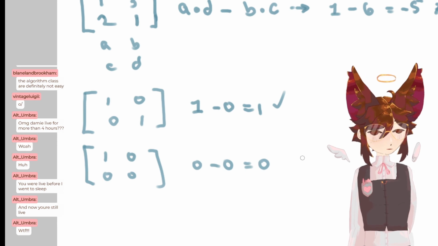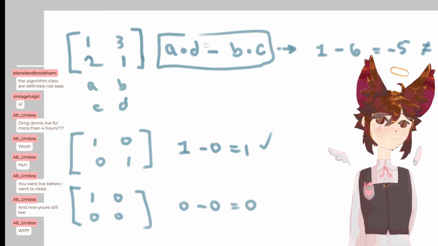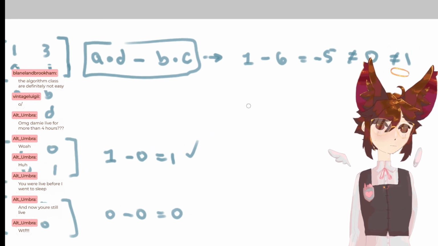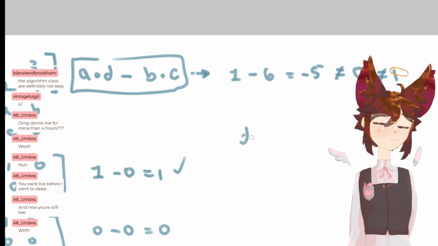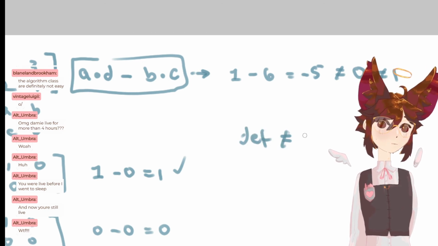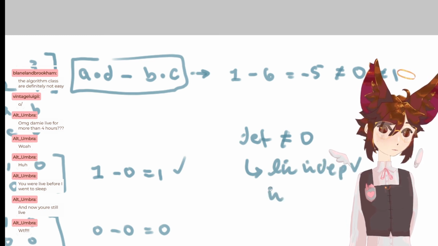So, long story short, this is the formula right here. And if the determinant doesn't equal 0, then you're linearly independent and you're invertible.